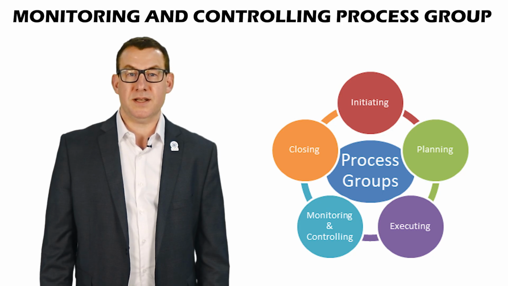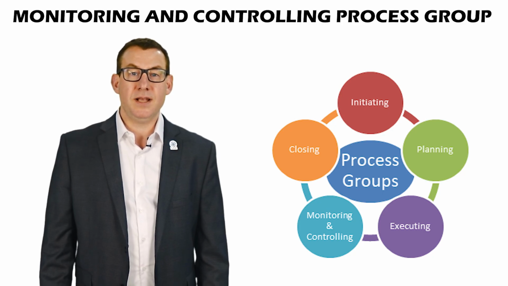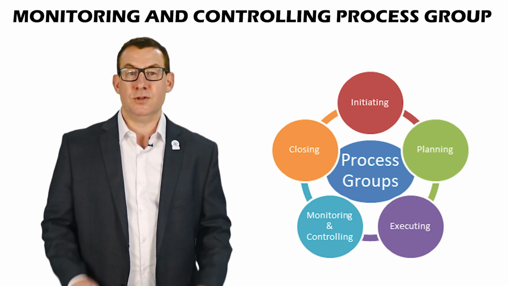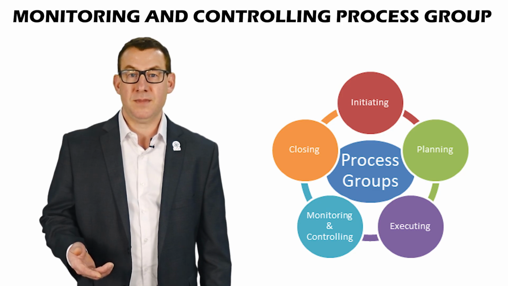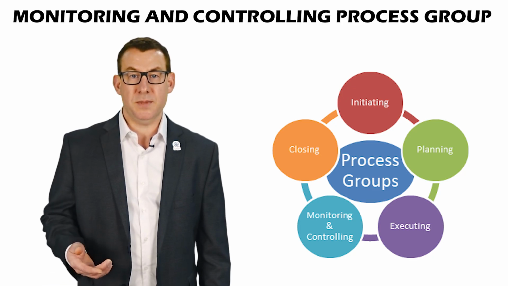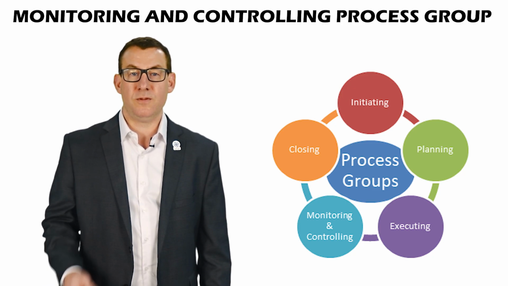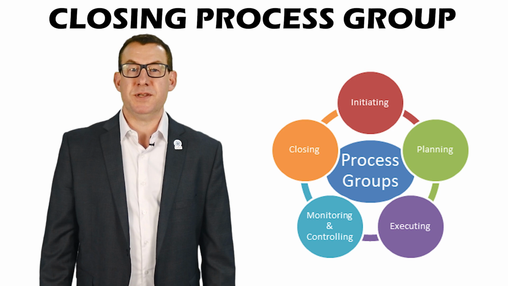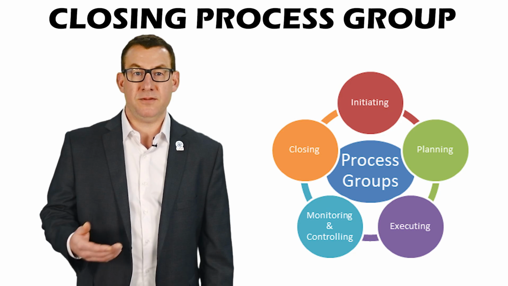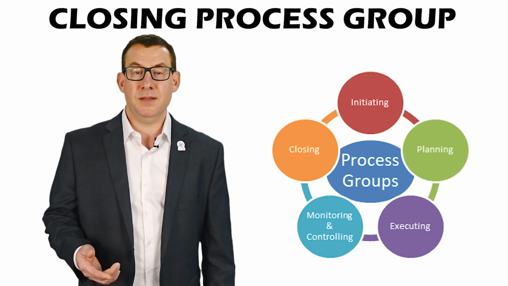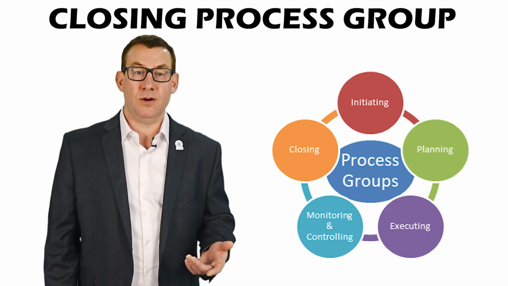Monitoring and controlling process group. Monitoring and controlling track progress against the plan, manage changes, control scope, time, and cost, and handle risks and issues. Techniques like earned value management help compare planned versus actual performance. The closing process group. Closing formally finishes a project or phase, obtains acceptance of deliverables, archives documents, and captures lessons learned for future projects.